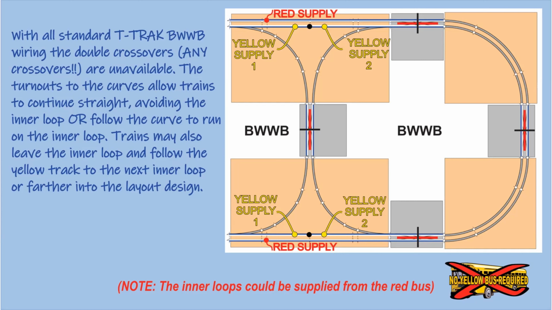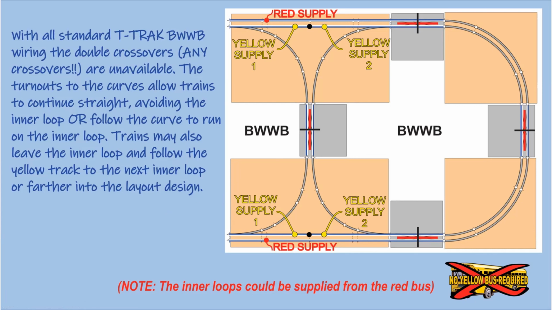With all standard T-TRAK blue, white, white, blue wiring, the double crossovers, any crossovers, are unavailable. The turnouts to the curves allow trains to continue straight, avoiding the inner loop, or follow the curve to run on the inner loop. Trains may also leave the inner loop and follow the yellow tracks to the next inner loop or further into the layout design.